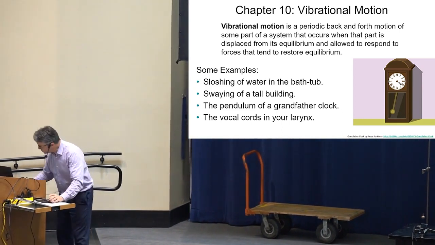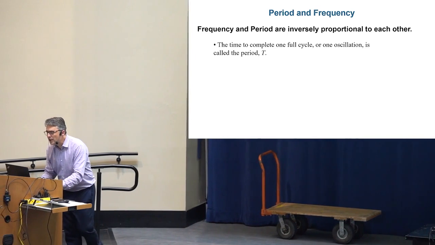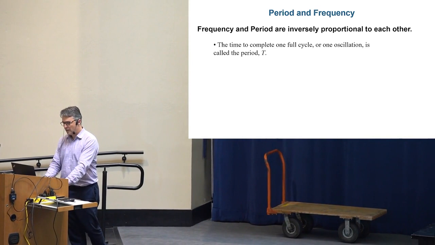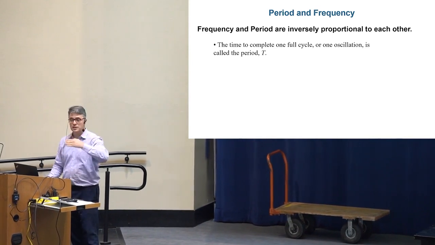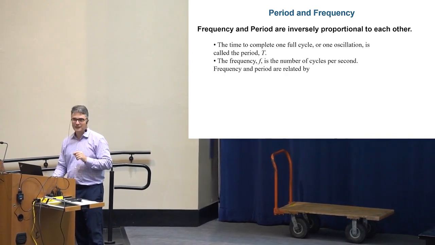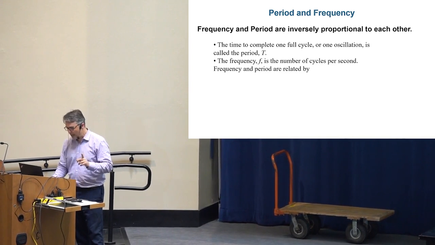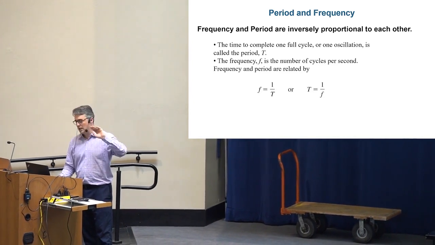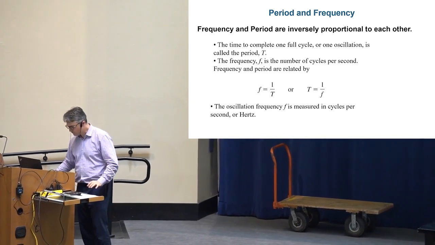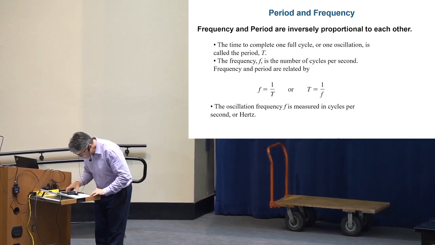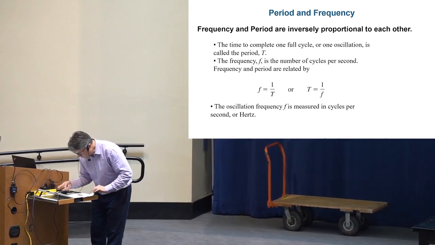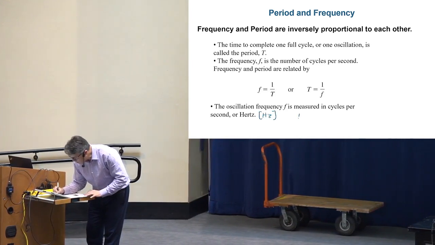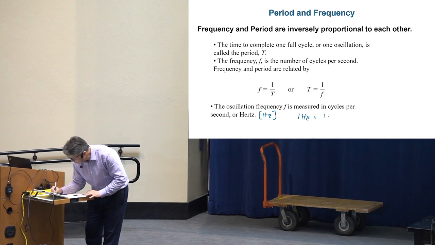Okay, so some numbers. You've got period and frequency. The frequency and period of vibrational motion are inversely proportional to each other. The time to complete one full cycle of a vibration is called the period T. Not to be confused with tension, I guess. The frequency f is the number of cycles per second. So f is 1 over T, or T is 1 over f. It's measured in hertz, sometimes written Hz. It's not really an SI unit, but it's a unit: 1 cycle per second.